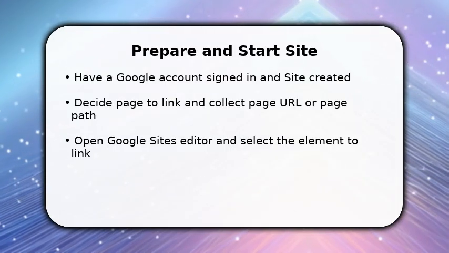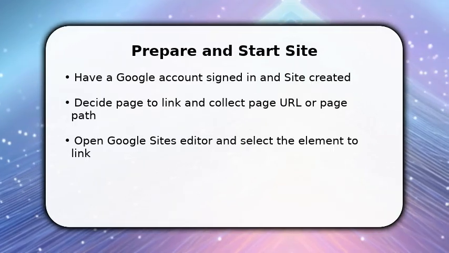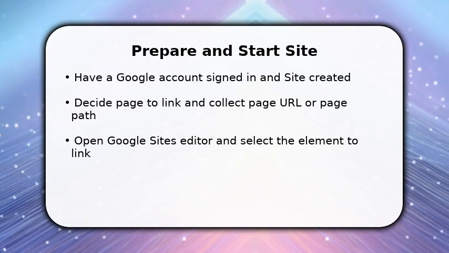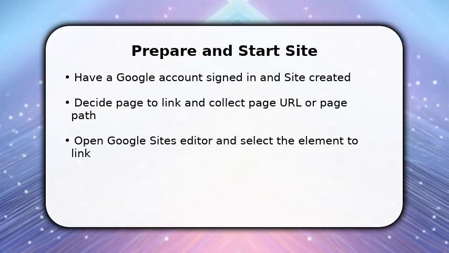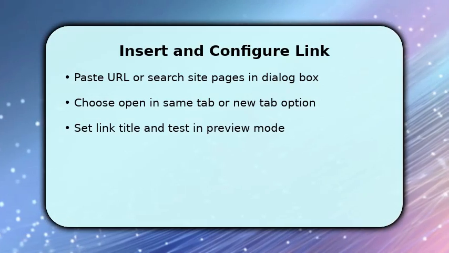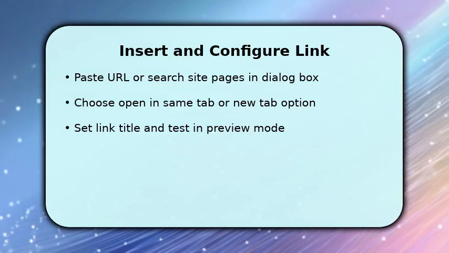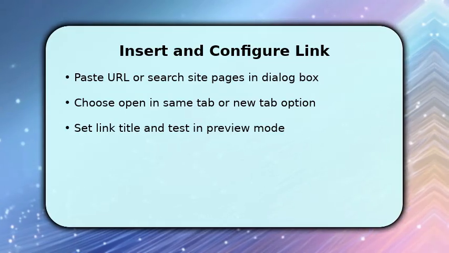Then click the link icon in the toolbar to open the link dialog and prepare the destination field. Now insert and configure the link so it behaves as you expect. Paste the full URL or type the page name and pick the matching page from the site suggestions. This ensures relative linking that survives domain changes.